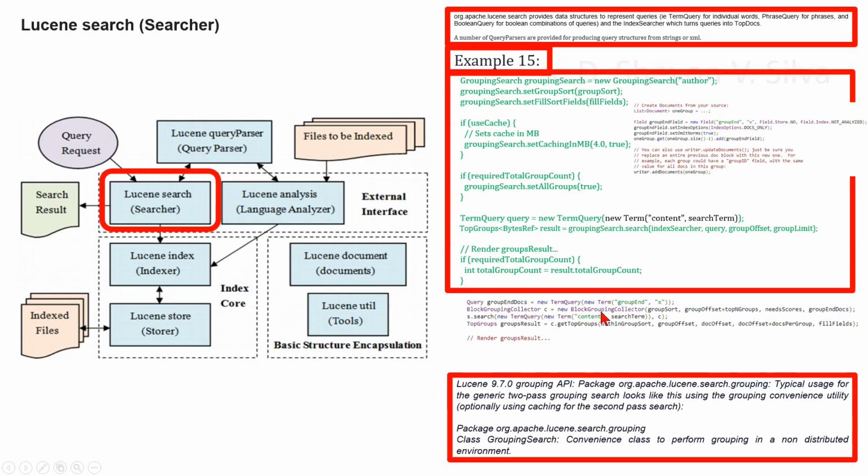Now we are considering the package org.apache.lucene.search.grouping in the Lucene 9.7.0 grouping API. A typical use for a generic two-pass grouping search looks like this, using the grouping convenience utility, optionally using caching for the second pass search.